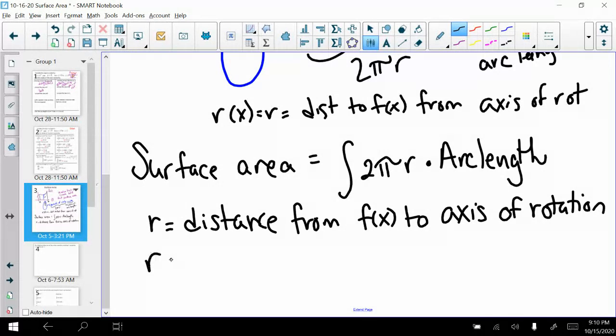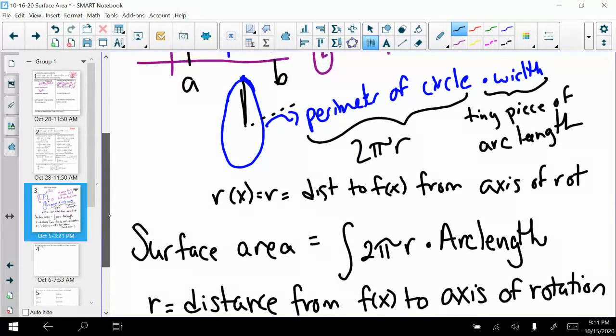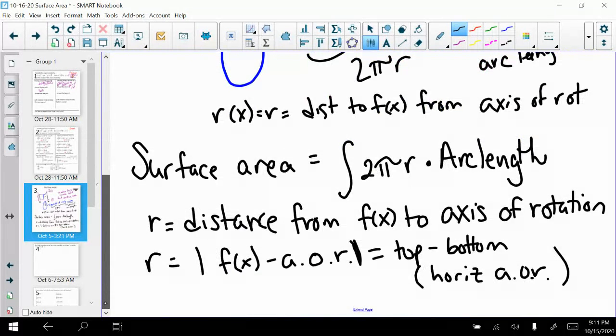This is essentially going to be the absolute value of f of x minus your axis of rotation, because we will always do this in some sort of top minus bottom. Of course, this is assuming that we have a horizontal axis of rotation. But we generally do this in some sort of top minus bottom. So it depends if our f of x is above or below our axis of rotation. Okay, and so that's where that issue is there.